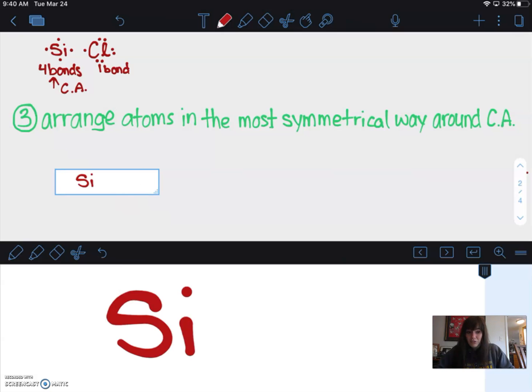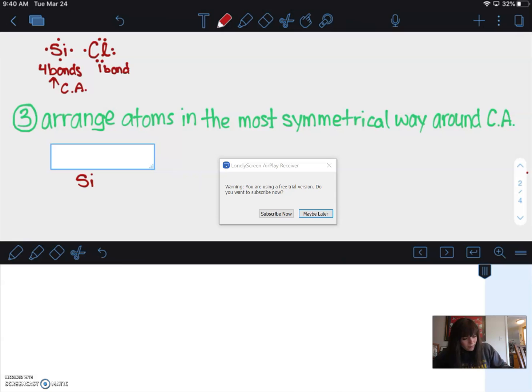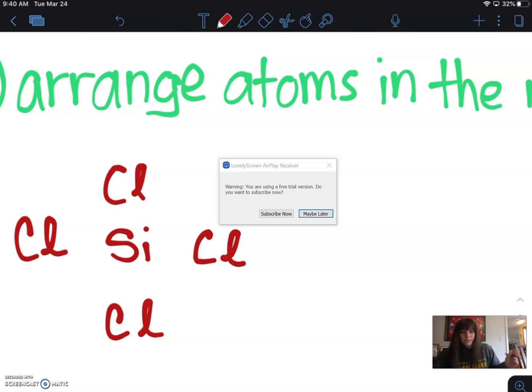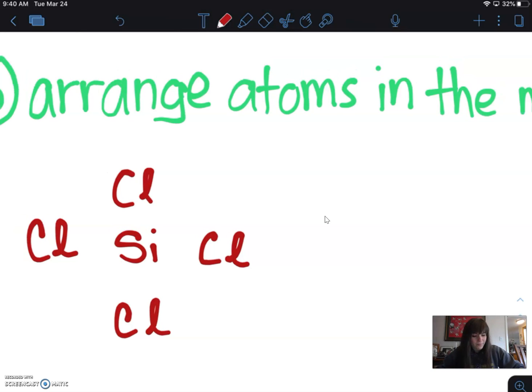In symmetrical way, it's basically north, south, east, and west, right? You want a mirror image on both sides. So on top, I'm gonna maybe just draw this without the thing on there. So I'm gonna put chlorine, chlorine, chlorine, and chlorine. Sorry about that, guys. I'm not paying for this app. Okay, so we have done arranging the atoms in the most symmetrical way.